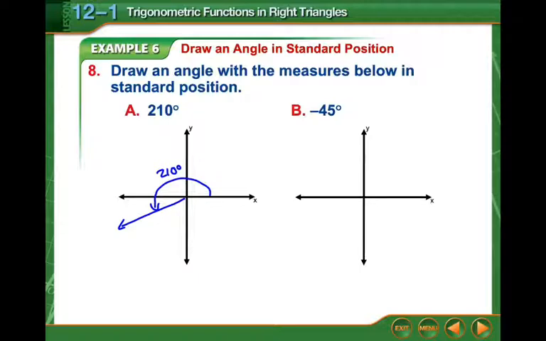And then for the second one, so that's all we have to do for that. We're just drawing it. And for the second one, for part B, it's negative 45. So we're going to go the other way. And 45 is just halfway. As halfway as I can draw it, that is. And there it is. Pretty simple to do those.